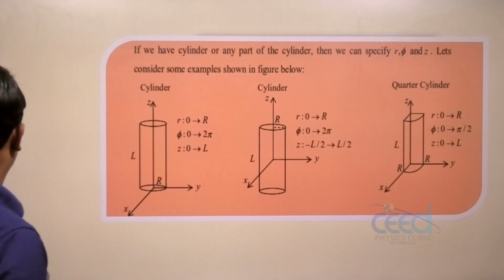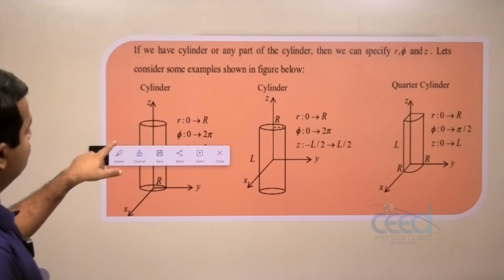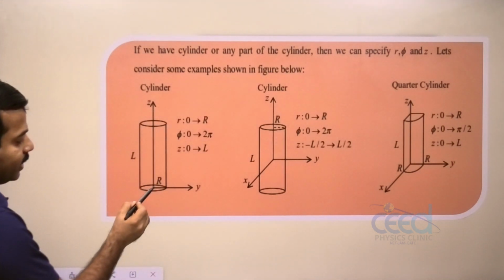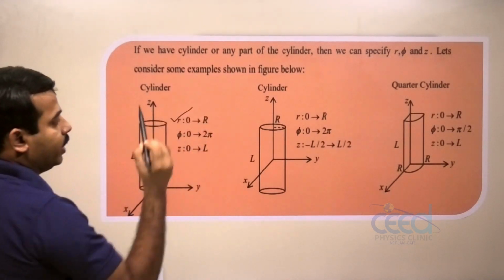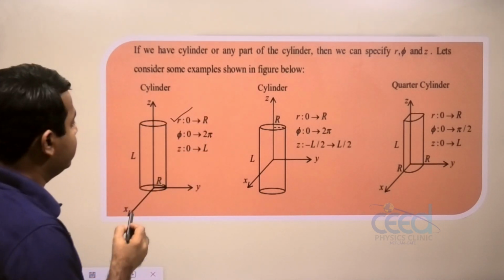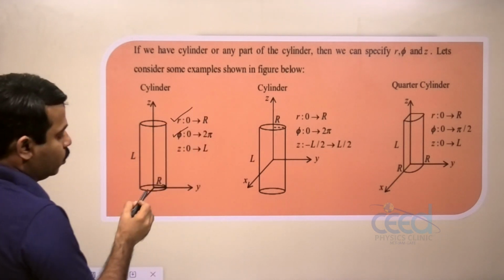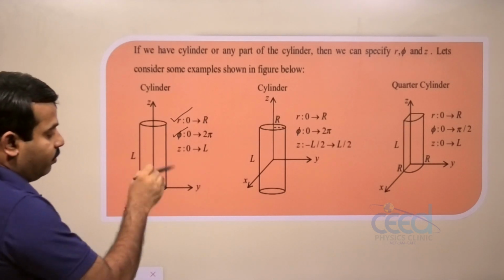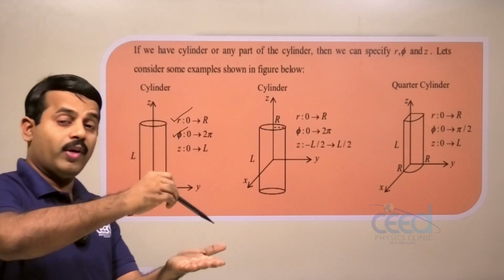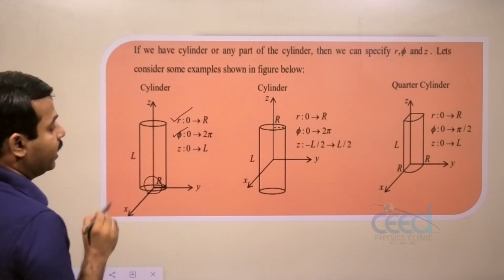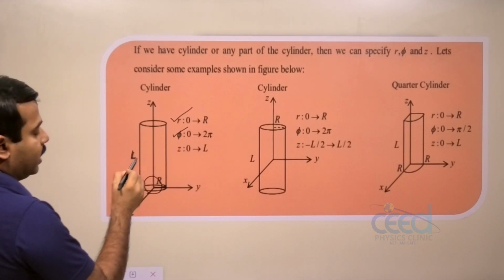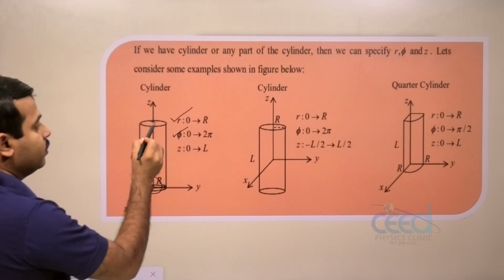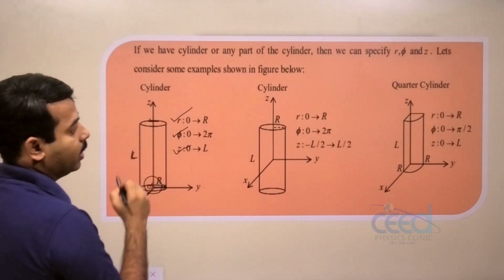See, here one figure is given. Here x, y, z axes, one cylinder is given, the radius is given as R, then the radius r is varying from 0 to R. And phi is varying from 0 to 2 pi, because suppose we considered the full cylinder, so the phi value is 0 to 2 pi. And I chose a cylinder with length L.